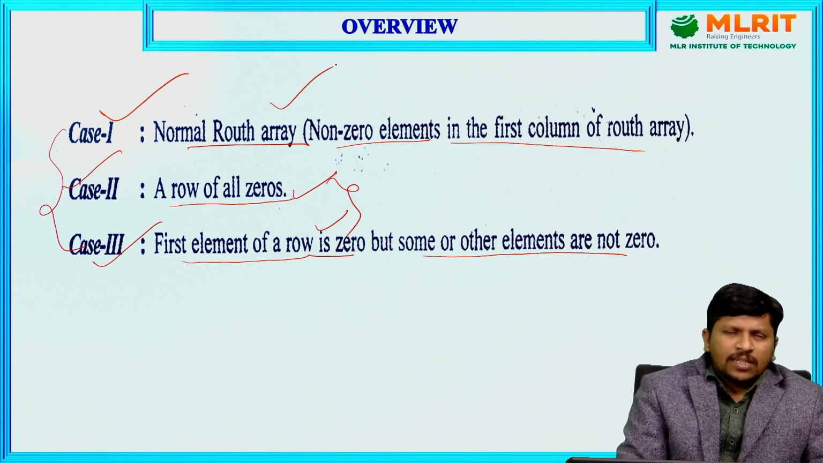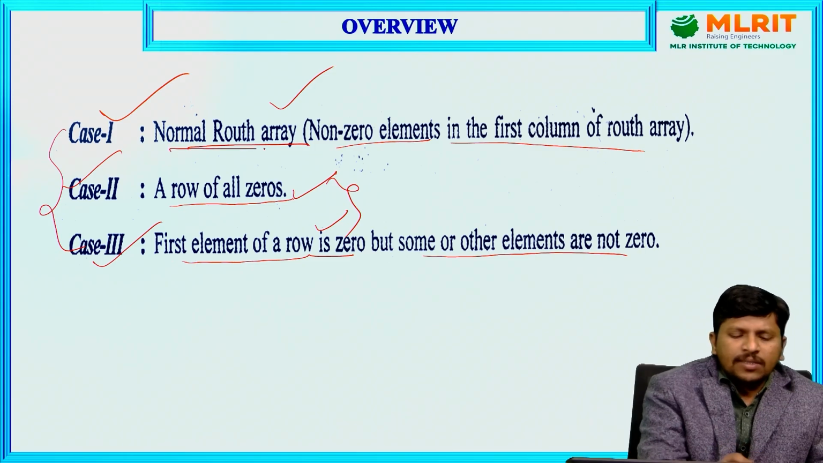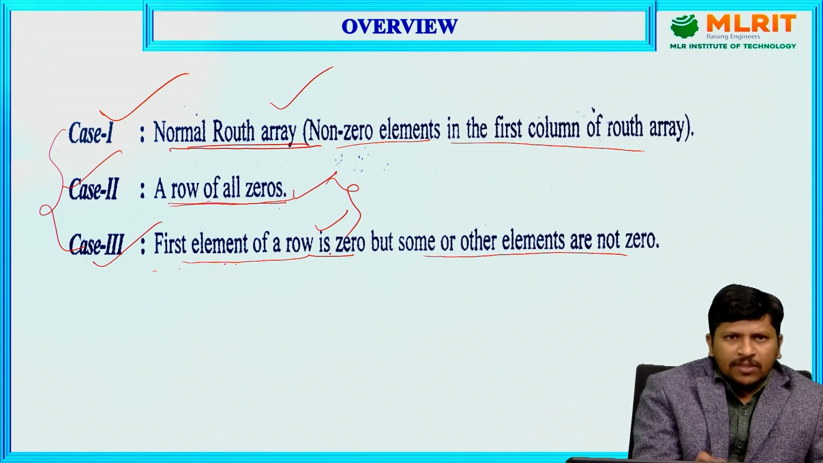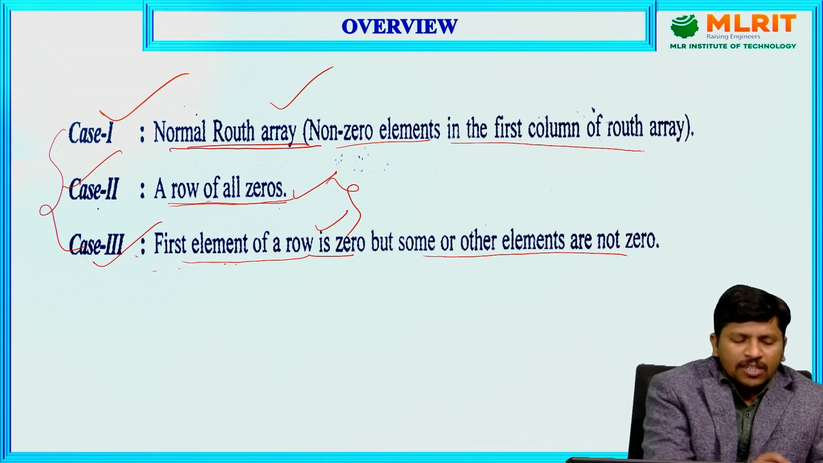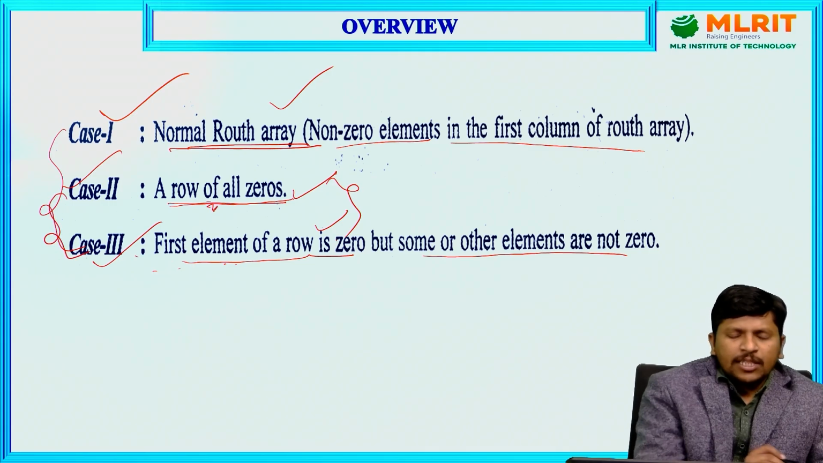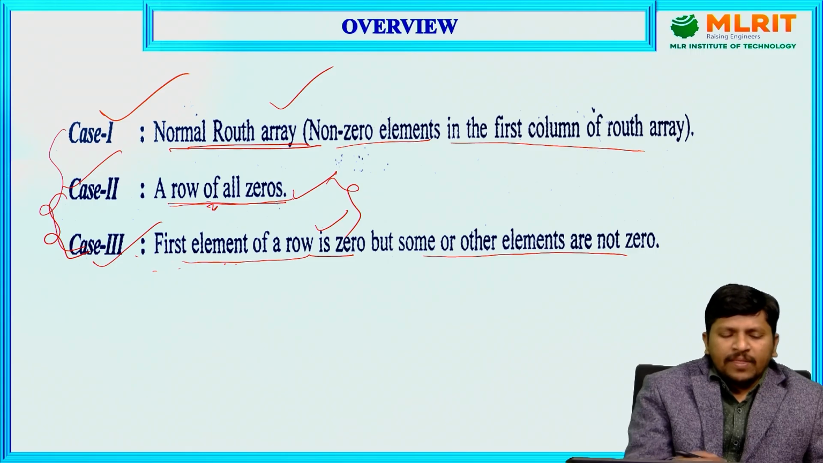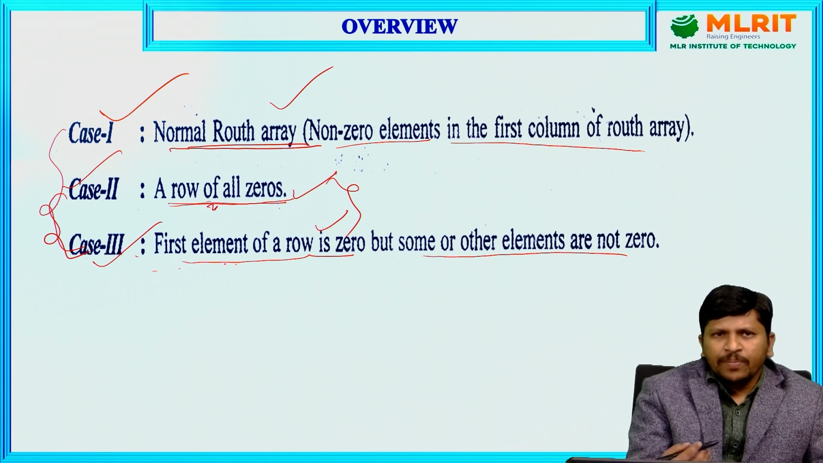Case 1 is the normal case, that is the normal Routh array. Then a complete row of 0, and the first element of a row being 0 with some remaining elements non-zero, are the two special cases of the Routh-Hurwitz criterion method. In these special cases, we follow particular procedures.